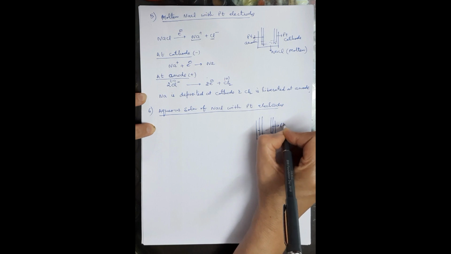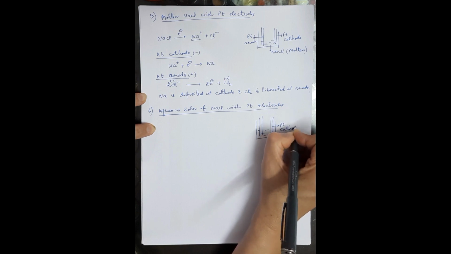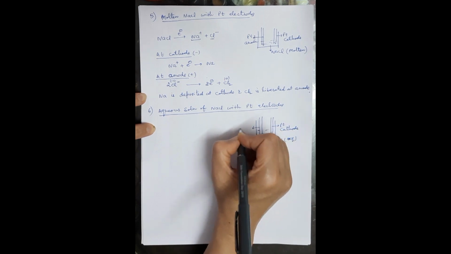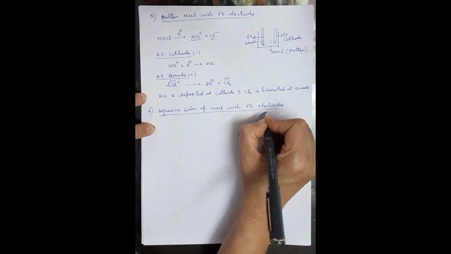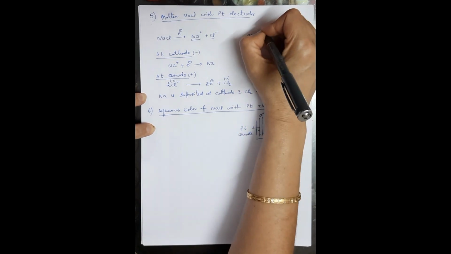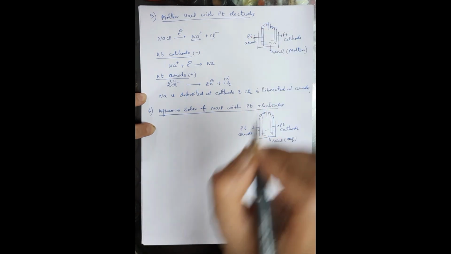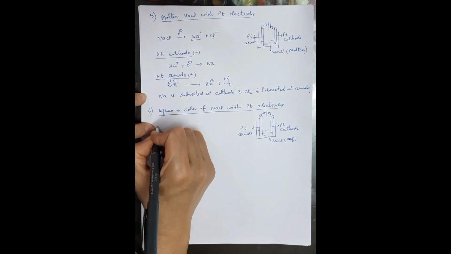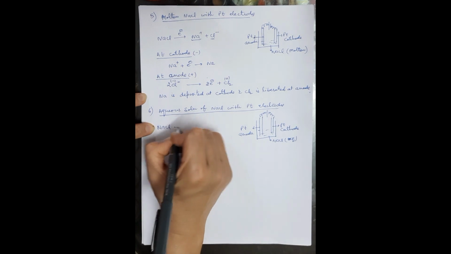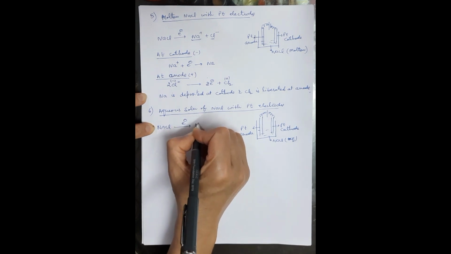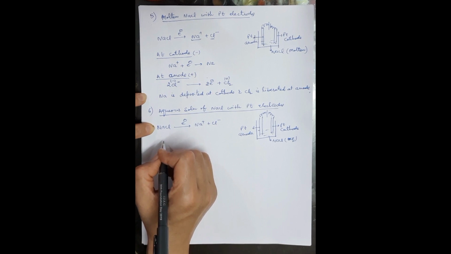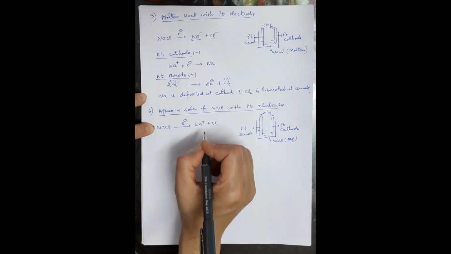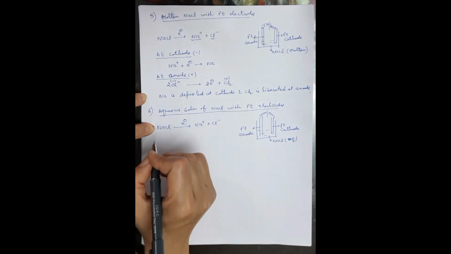This is platinum cathode. This is platinum, acting as anode. And the two are connected to a battery. Here also they are connected to a battery. This is sodium chloride. When electricity is passed through, sodium ions and chloride ions are formed. But water is also present along with sodium ions and chloride ions.